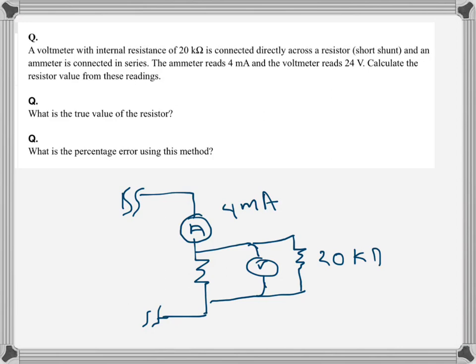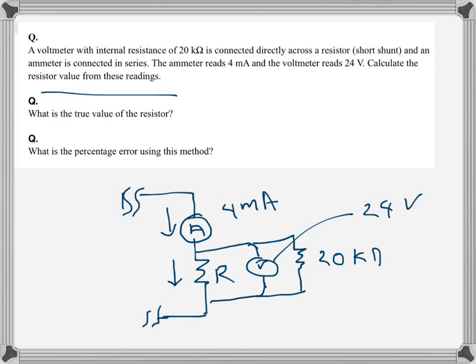So the significance of this resistance is that the current that comes here is supposed to go through this resistance R, which we do not know. But since the voltmeter is non-ideal, it will draw some current. If it were ideal, the internal resistance would be infinite and it wouldn't draw any current. But in this case, it is a finite value and it will draw some current. We also know the voltmeter reading, which is 24 volts. And from that, first we need to find the resistor value from just these readings.